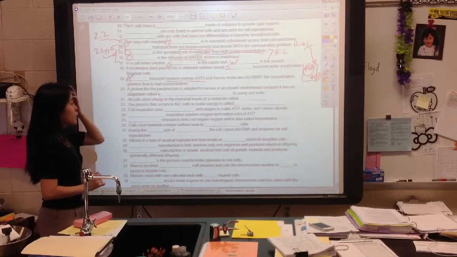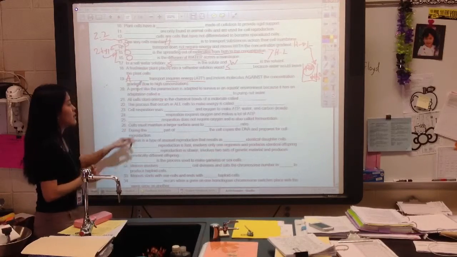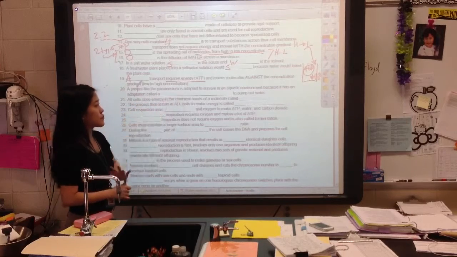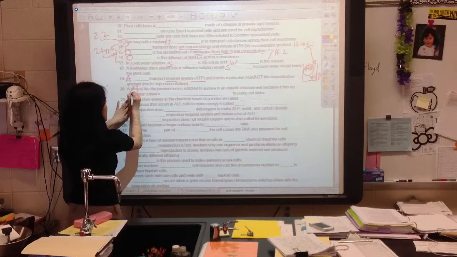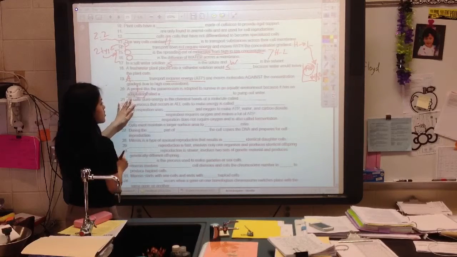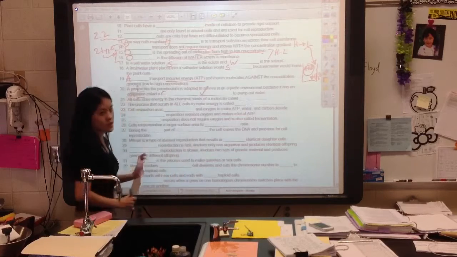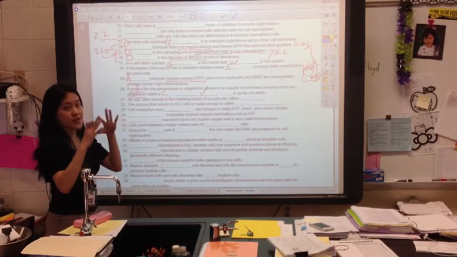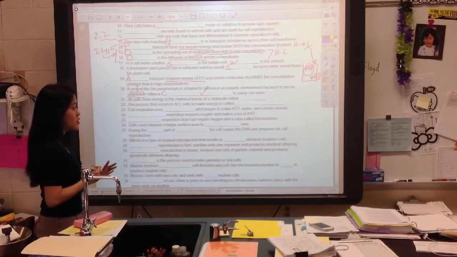Number 20, a protist, not protest, protist with an I, like the paramecium, is adapted to surviving in an aquatic environment. It has a special adaptation. So protist adaptation is called a CV. 2 words, CV. And it means that it's going to pump out water. So what was that structure called?